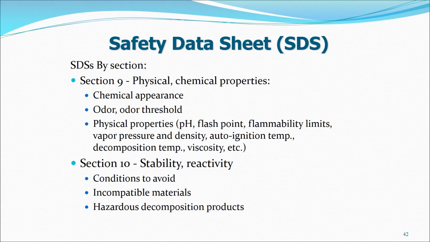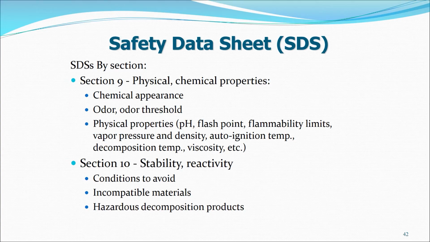Section 9, Physical and chemical properties, lists the chemical's appearance, its odor and odor threshold, and physical properties such as pH, flash point, upper and lower flammability or exposure limits, also known as UFL and LFL or UEL and LEL, vapor pressure and density, auto-ignition temperature, decomposition temperature, viscosity, relative density, etc.